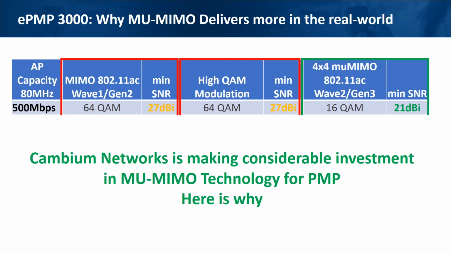And similarly, if I want to do that with MU-MIMO, I can get away with just 16 QAM modulation, which only requires 21 dB of signal to noise ratio. So what that means is I can achieve that capacity with a higher noise floor. I can achieve that capacity with smaller antennas, and I can achieve that capacity over longer distance because I don't need as much signal to the noise floor.